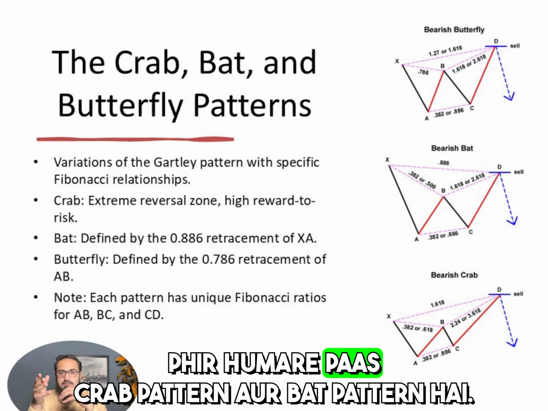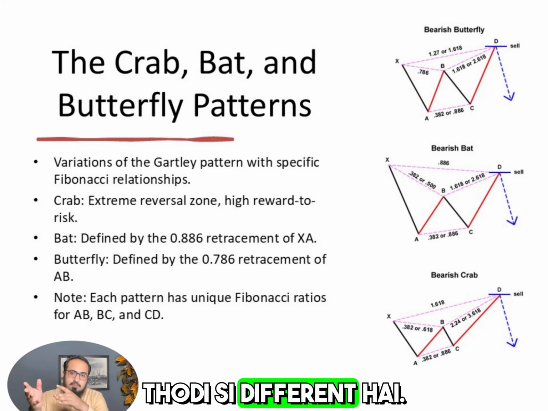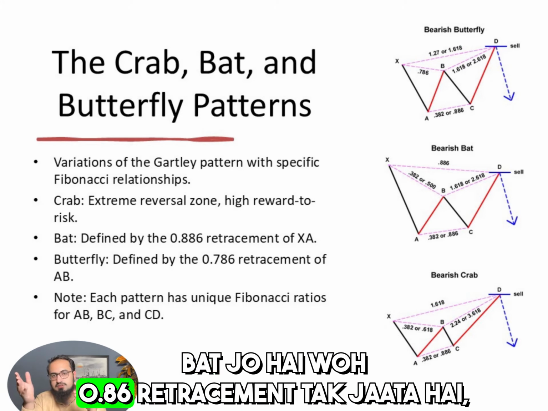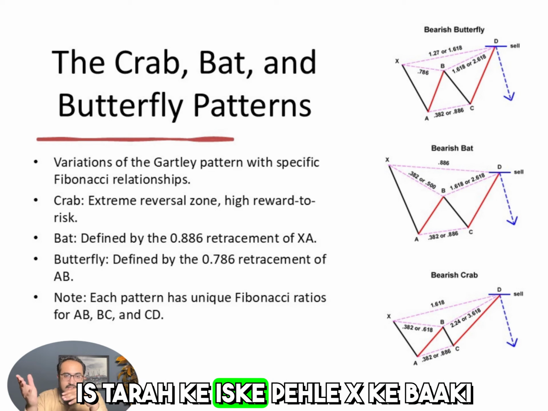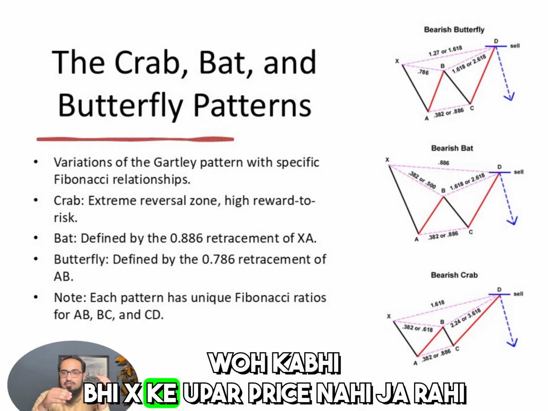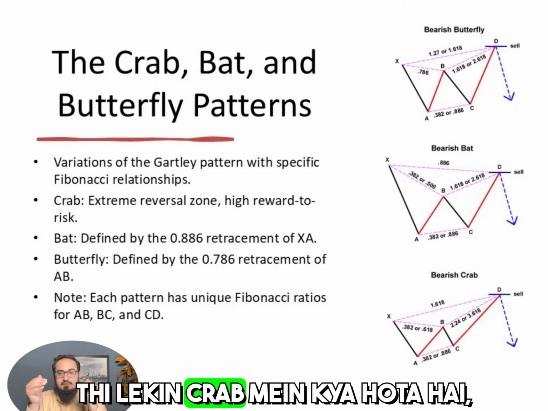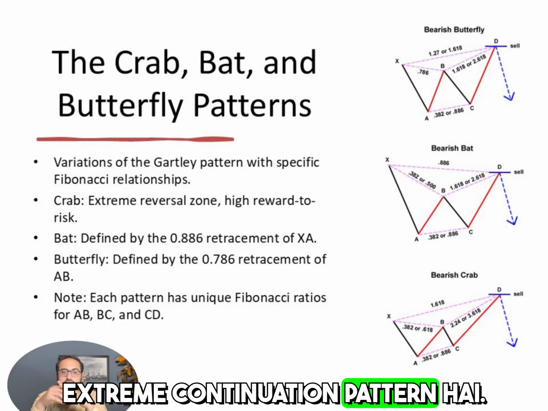Then we have the crab pattern and bat pattern. The calculation of the pattern is the same, it is only slightly different. The bat goes up to 0.86 retracement. You said the crab goes to the extreme. It goes above the previous X in the crab, because in the rest of the Gartley, the price never went above X. But what happens in the crab? In the crab, the price goes above the X. So that is an extreme continuation pattern.